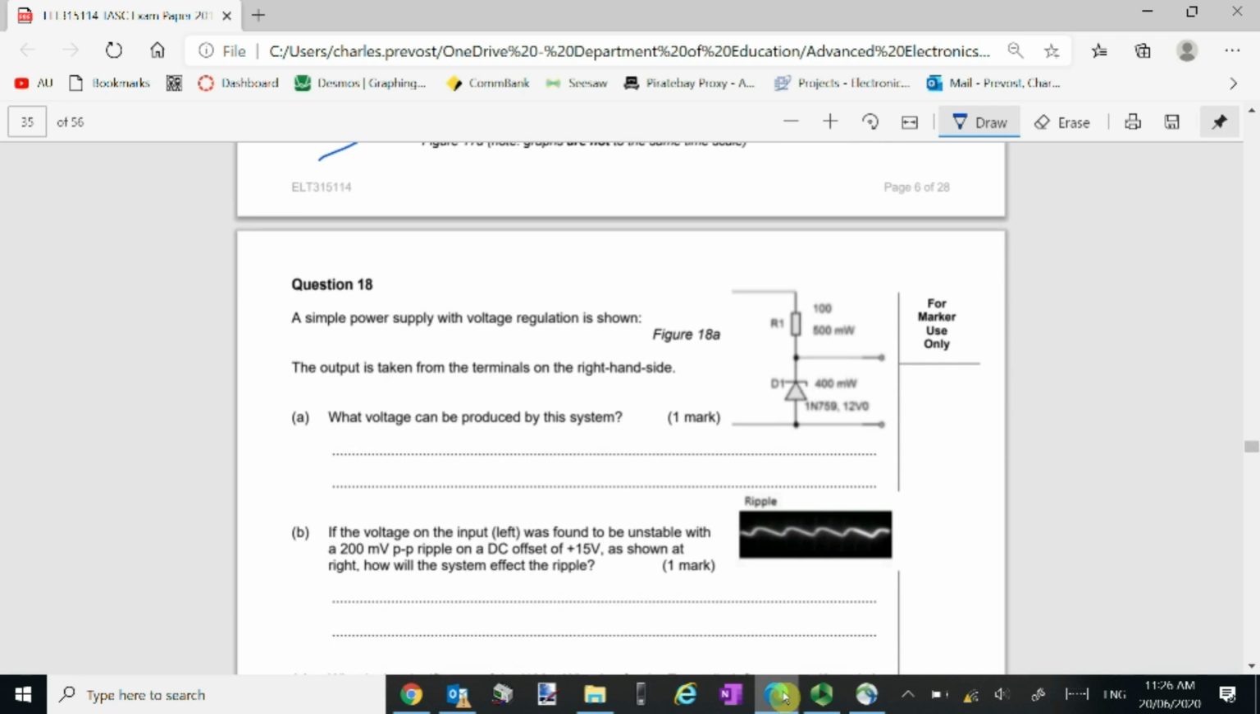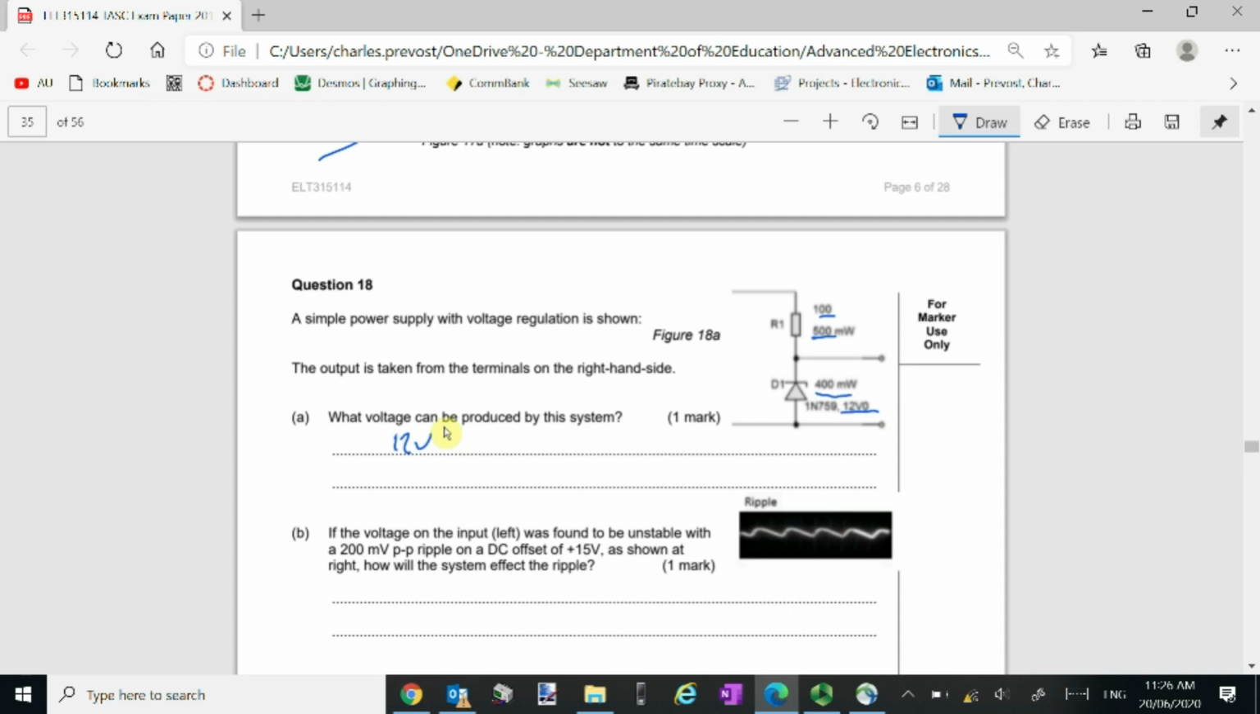Okay, question 18. This is a simple Zener diode regulator. You can see there's a symbol for a Zener diode there, and we can see the voltage, it's 12 volts. And we've also got a power rating, 400 milliwatts. And we've also got a 500 milliwatt 100 ohm resistor in series with it. So this will try and produce 12 volts DC.